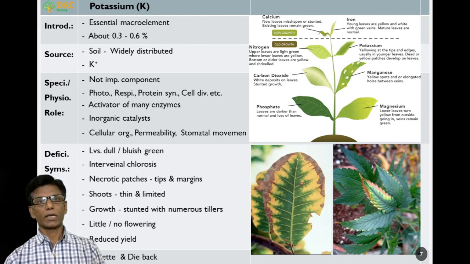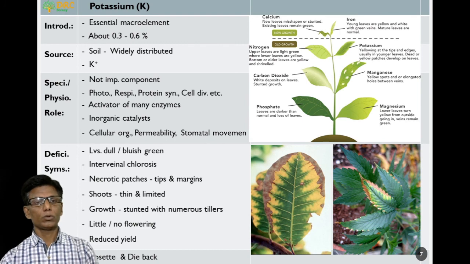It acts as an activator of many enzymes, means it activates many enzymes. It also acts as an inorganic catalyst in various processes. It also controls various processes like cellular organization, permeability, stomatal movement, etc. After these functions, now we will see the deficiency symptoms of potassium in the plants. Due to the deficiency of potassium, the leaves become dull or bluish green in color.